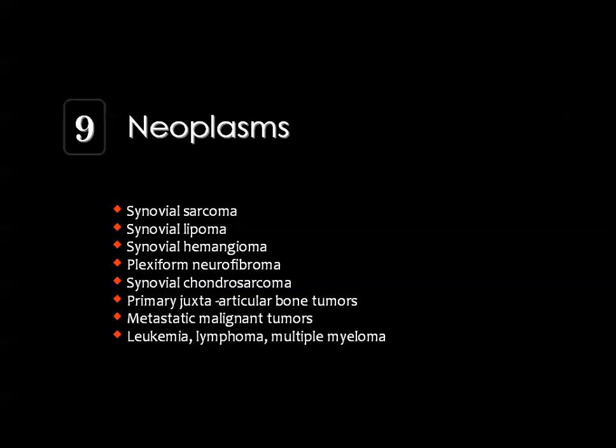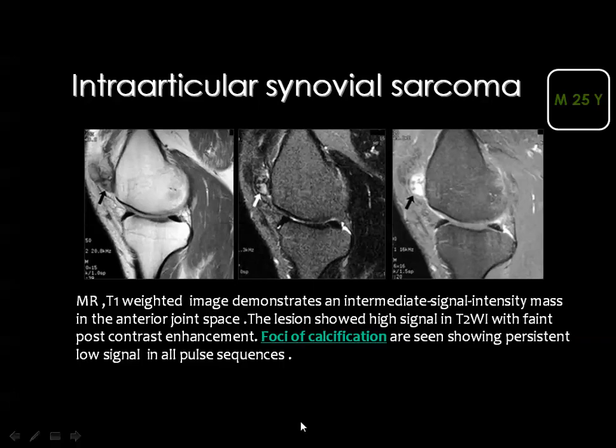These are the neoplasms which can occur inside the joint, like synovial sarcoma, lipoma, hemangioma, neurofibroma, synovial chondrosarcoma, primary juxtaarticular bone tumors. We have discussed this before: metastatic diseases, leukemia, lymphoma, and myeloma. And you remember the synovial sarcoma is a malignant disease affecting the synovium. It can occur in any of the joints, and that diagnosis is usually made after biopsy.